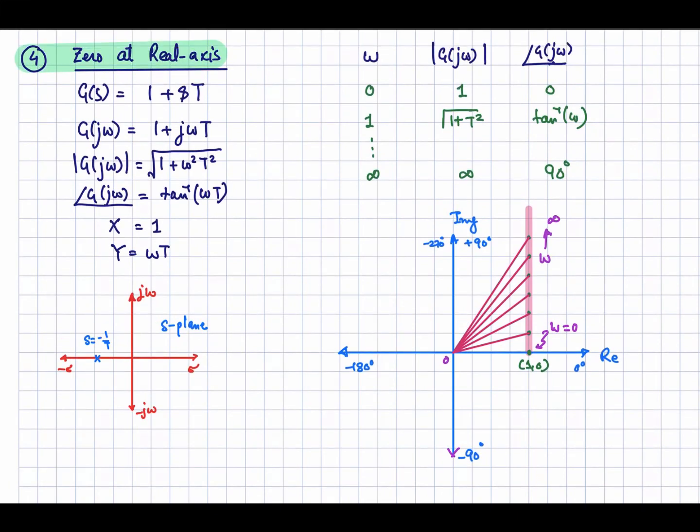So if I summarize this video, we have discussed the polar plot, what is the meaning of the polar plot, and we have seen the polar plot of a pole at origin, a 0 at origin, a pole at the real axis, and a 0 at the real axis. In the upcoming videos, we will see how we can use the polar plots to extract useful information about the system. That's all from this video. Thank you very much.